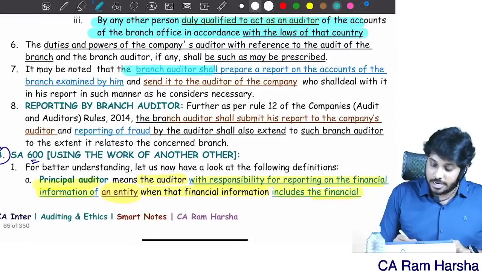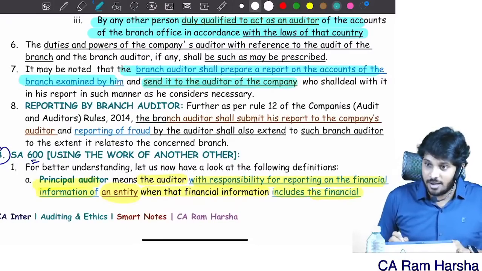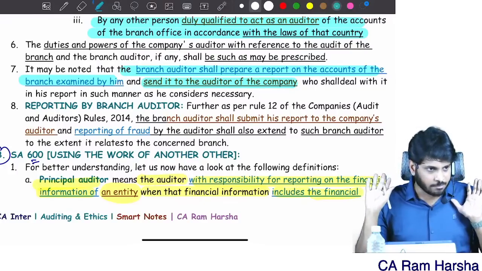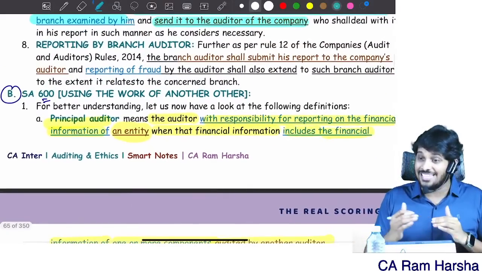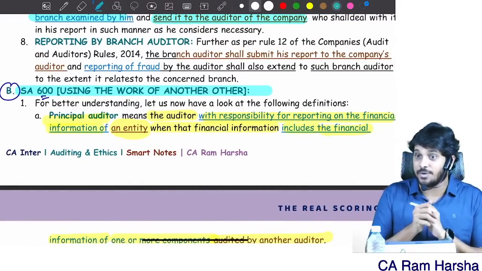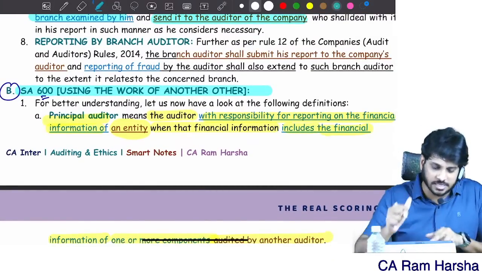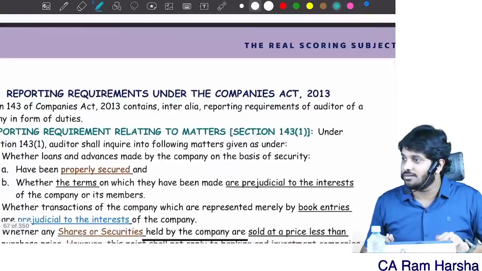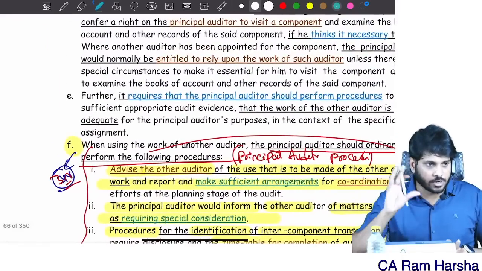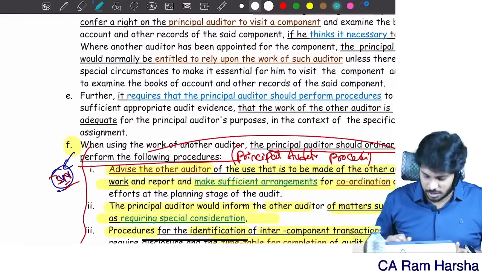Now the branch auditor shall prepare a report on the accounts of the branches examined and send it to the main auditor, the principal auditor of the company. Now with respect to branch audit, what are the responsibilities under SA 600? With respect to component audit, what are the responsibilities? That is what we covered at the beginning. Understood? I briefly discussed this point. That's enough. Whatever I have discussed is more than enough, sufficient.